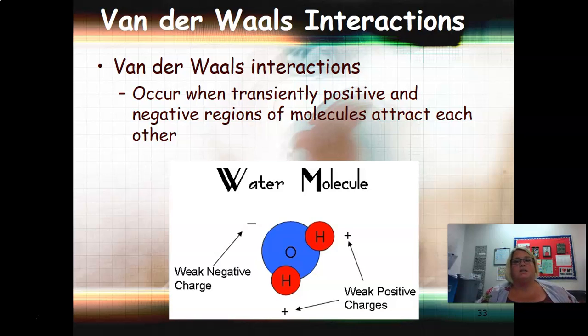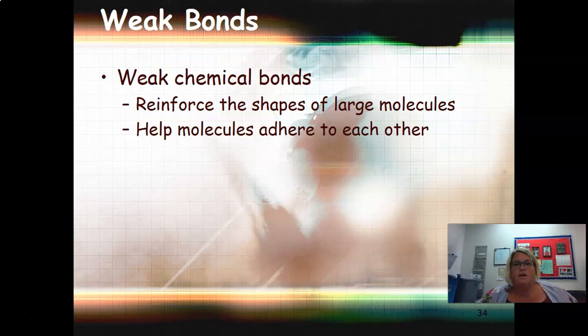Van der Waals interactions occur when transiently positive and negative regions of molecules attract each other. So I want you to think the hydrogens are positive, but they're a weak positive. Oxygen is a weak negative charge. So what's going to make it bond to other water molecules? Those positives and negatives are going to attract other molecules. So these weak chemical bonds have a couple functions. They reinforce the shapes of the larger molecules, and they help molecules adhere to each other.